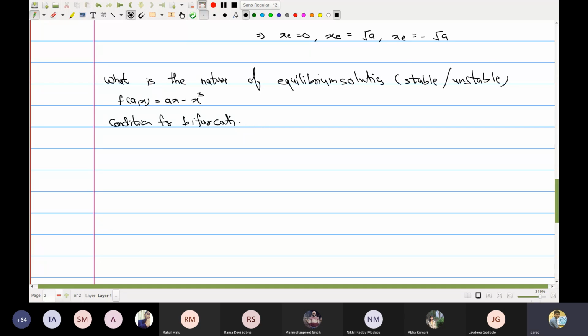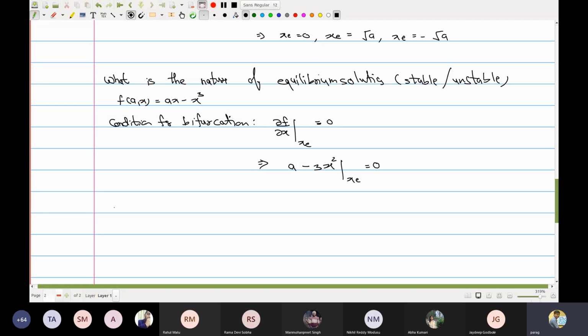Okay, so what is the condition for bifurcation? Del f by del x at equilibrium solutions should be equal to 0, which means a minus 3x squared at equilibrium solutions should be equal to 0. This is the condition for bifurcation. So now let's take every case individually.